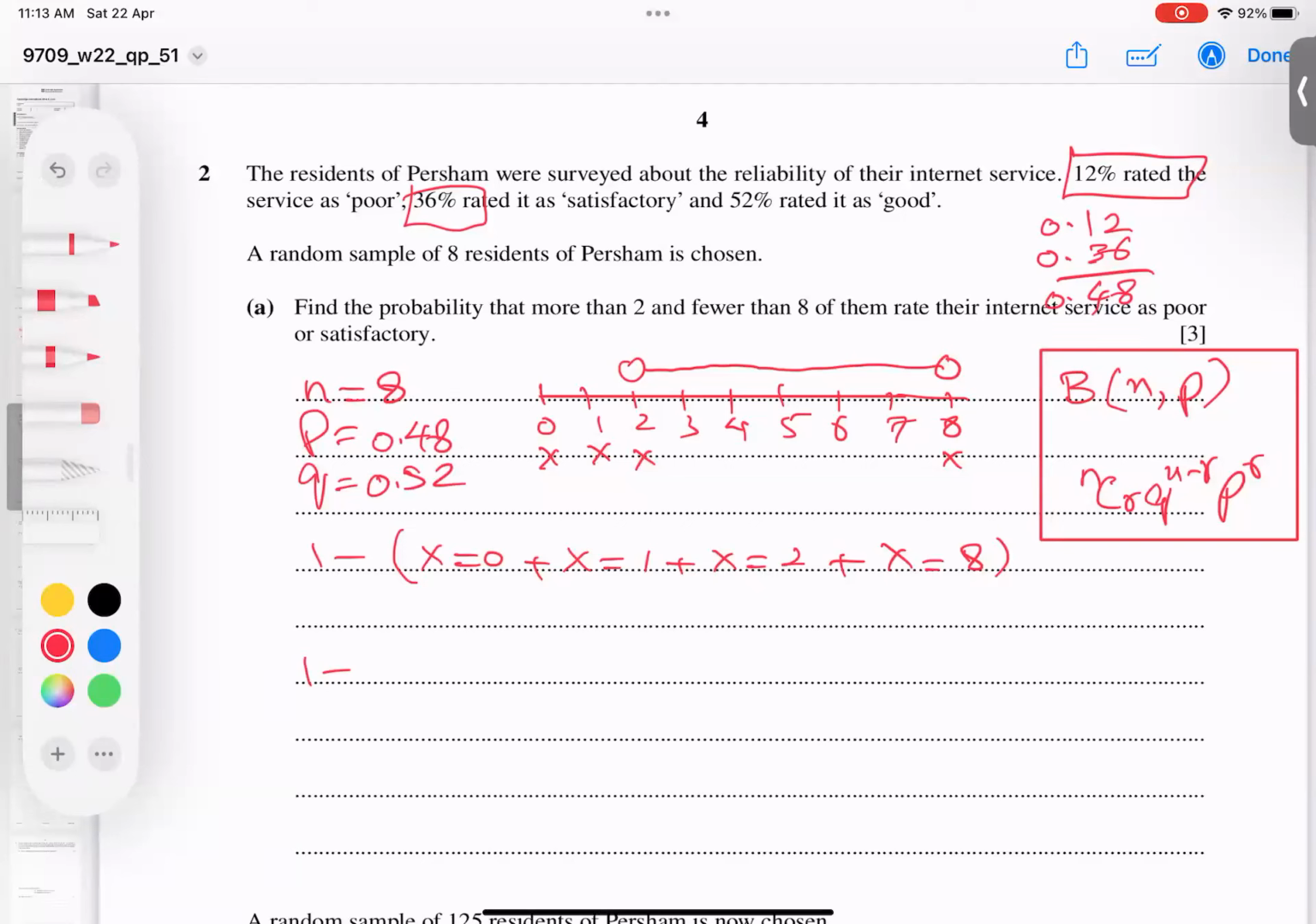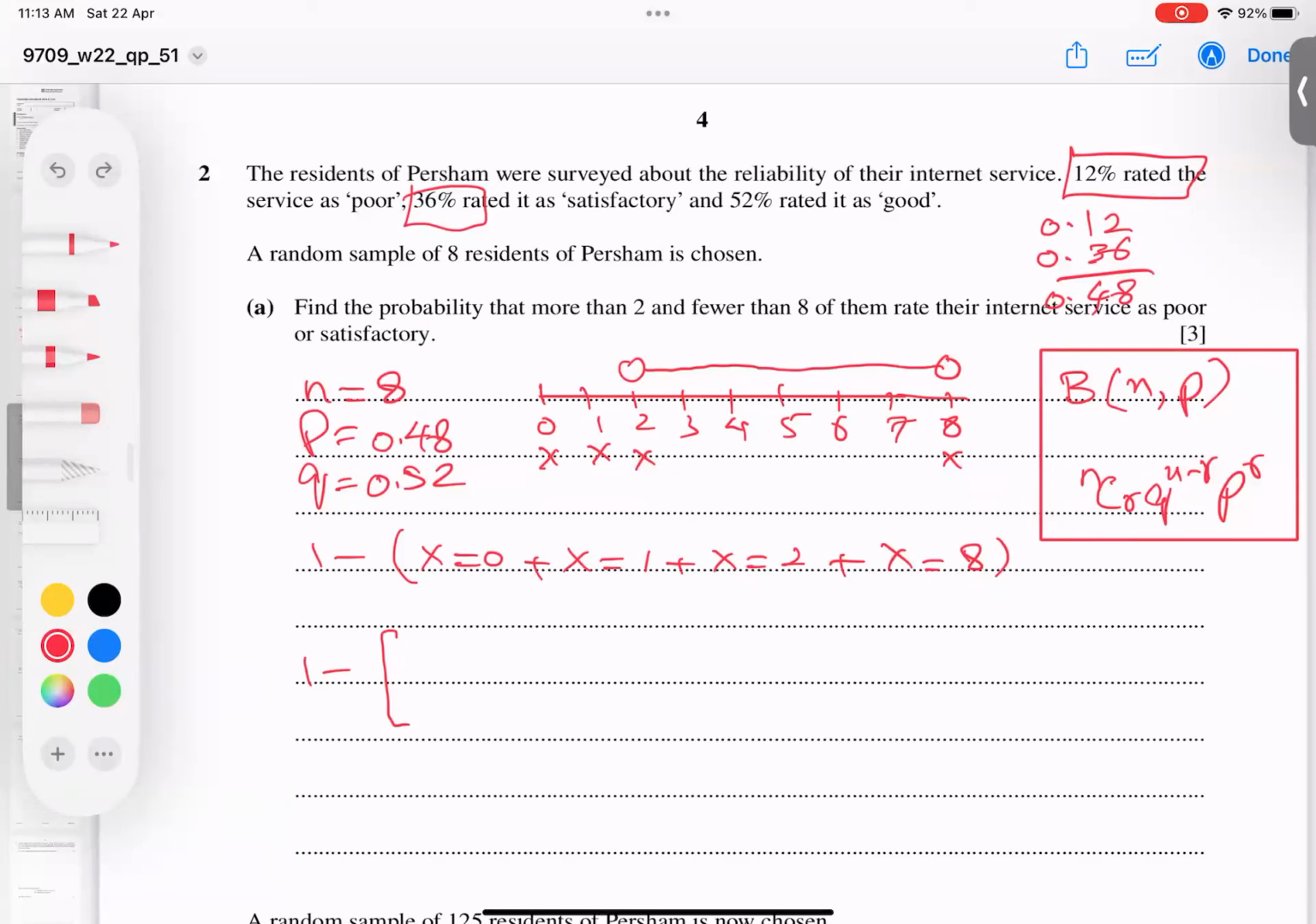So read carefully. I just saw satisfactory only, but it is poor or satisfactory, both. Now I'm going to use the formula. The sample is 8, so 8 will go here, and this 0 will go here, and the rest you know very well.